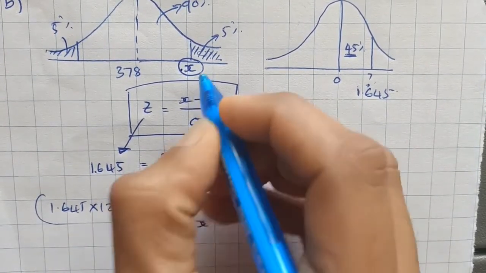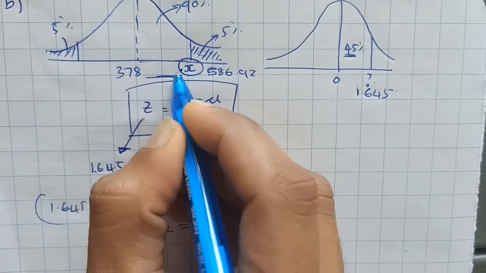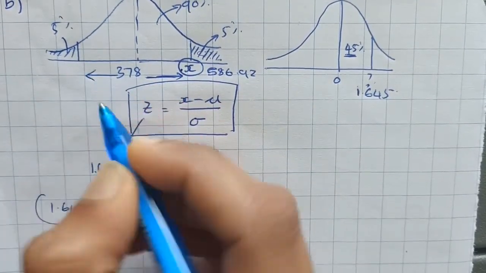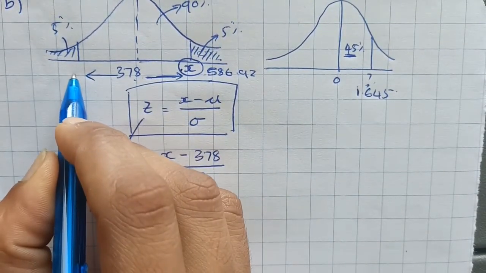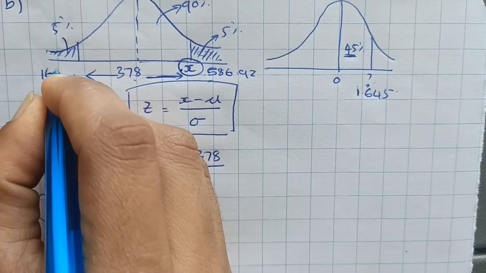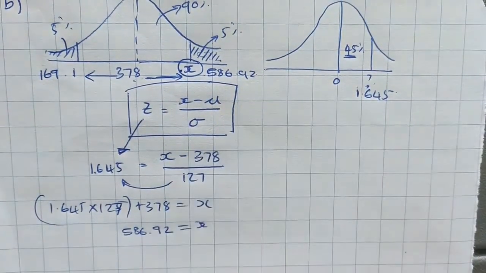So that means if this is 586.92, the distance this way will be the same distance this way. So if we subtract these two, we'll end up with that value over there. And when we subtract it, we'll end up with 169.1. Alright. And that's our answer.